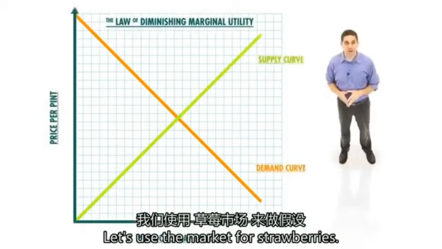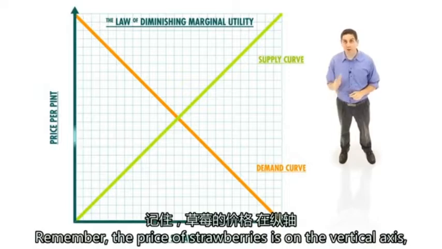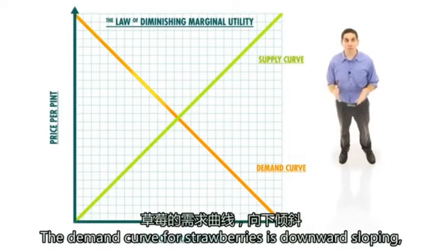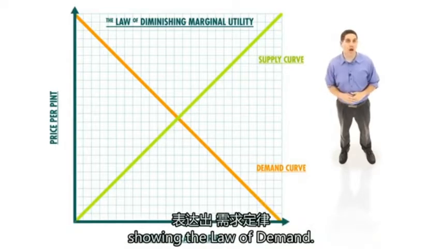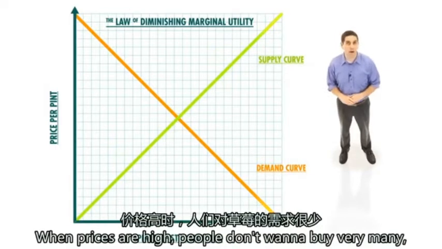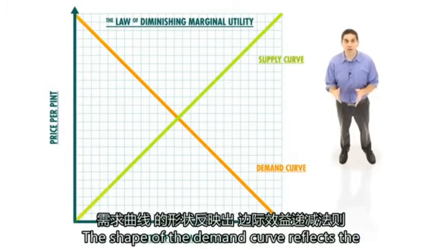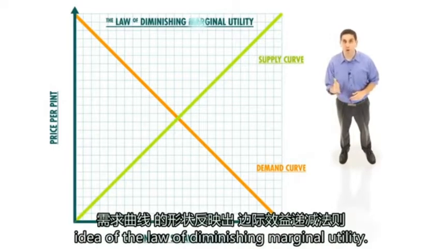Let's use the market for strawberries. Remember, the price of strawberries is on the vertical axis and quantity is on the horizontal axis. The demand curve for strawberries is downward sloping, showing the law of demand. When prices are high, people don't want to buy very many, and when prices are low, people want to buy a lot. The shape of the demand curve reflects the idea of the law of diminishing marginal utility.